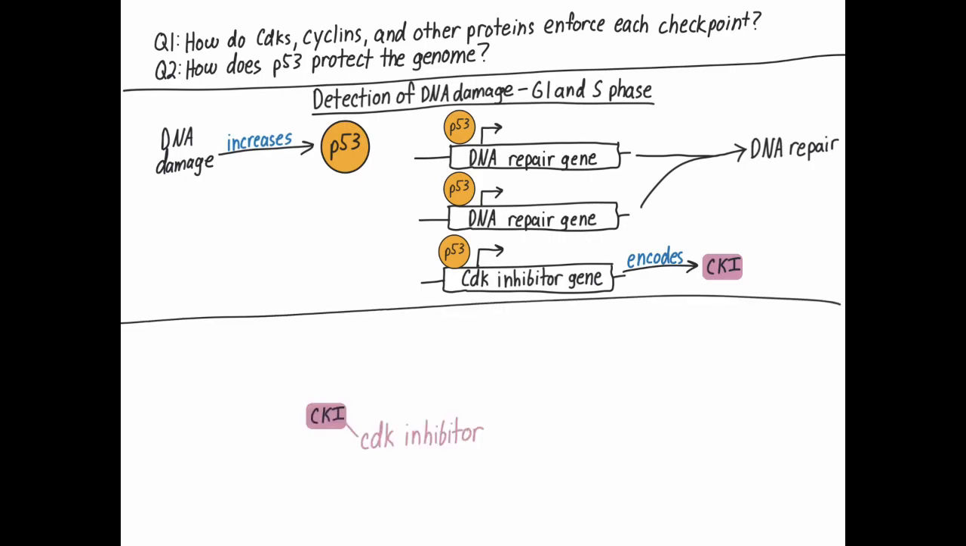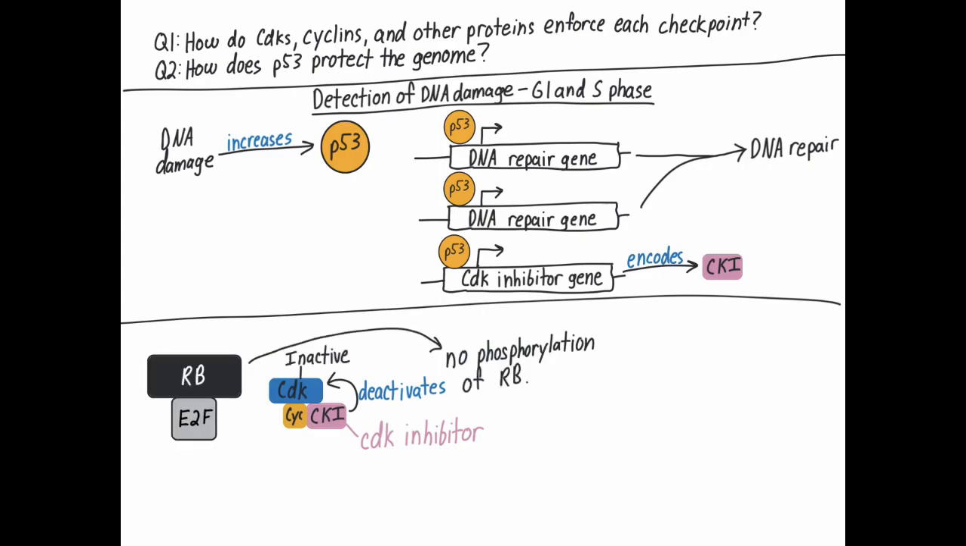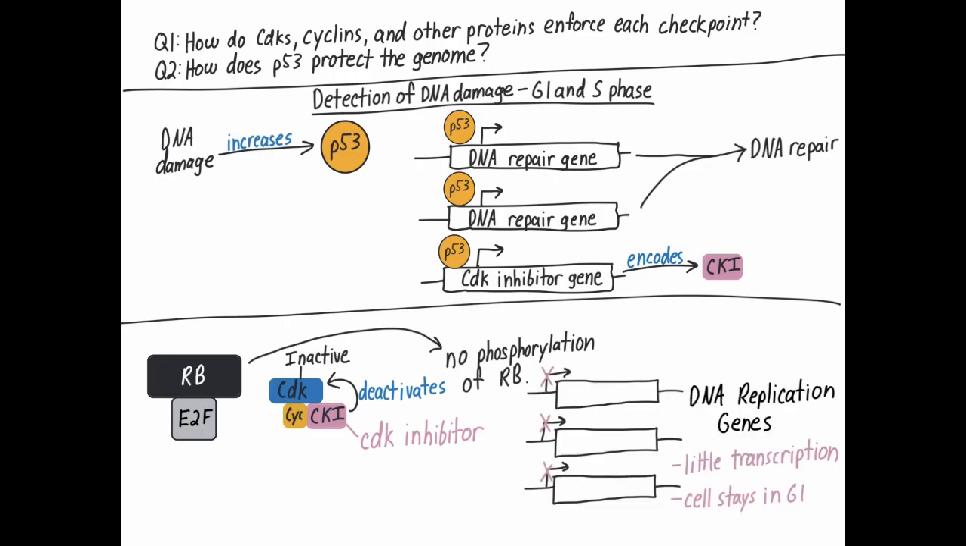This protein binds to CDK cyclin complexes and deactivates the CDKs, preventing RB phosphorylation, so E2F remains bound to RB, and DNA replication genes remain off, so no DNA replication enzymes are made. Recall that the G1S checkpoint checks for these enzymes, and in their absence, the cell is paused at the G1S checkpoint. This allows DNA repairs to take place.